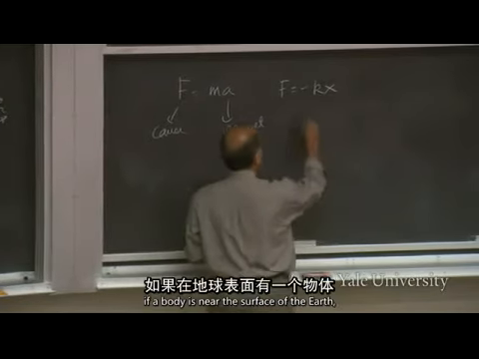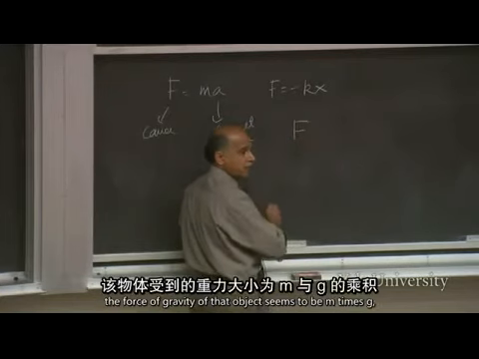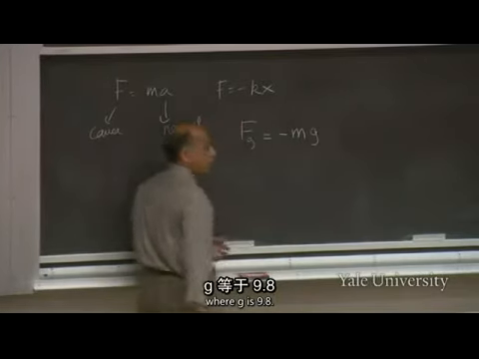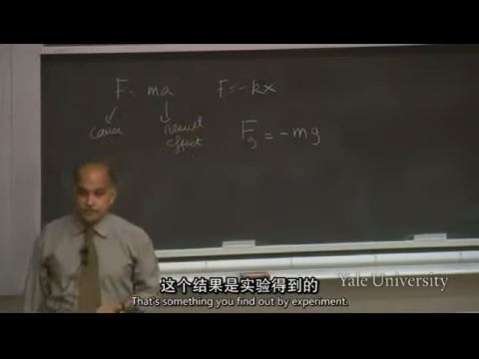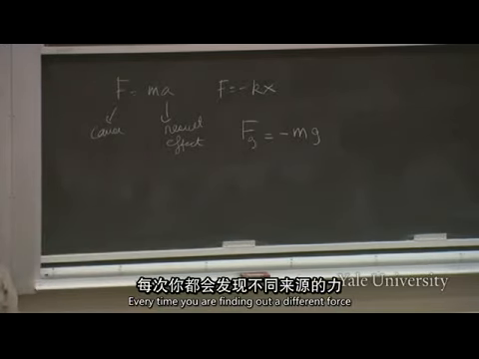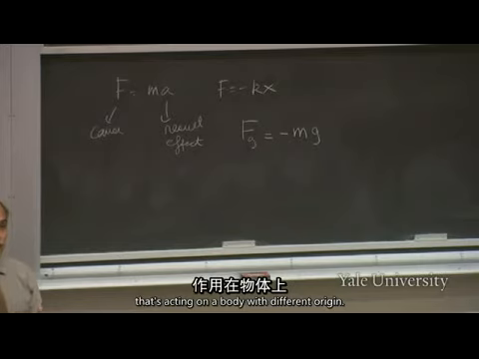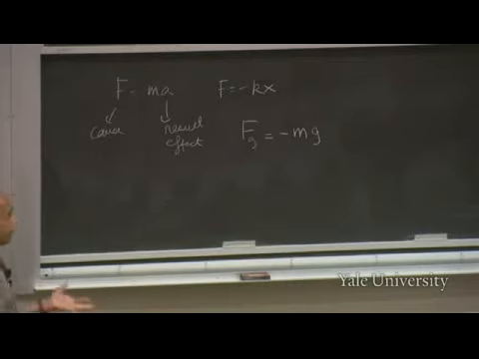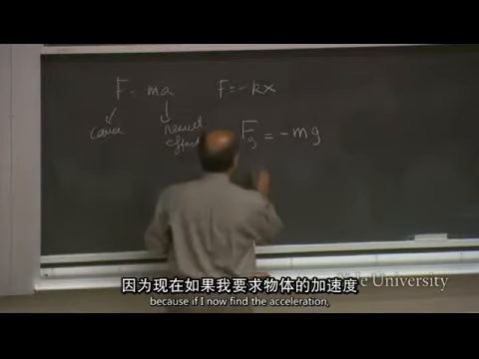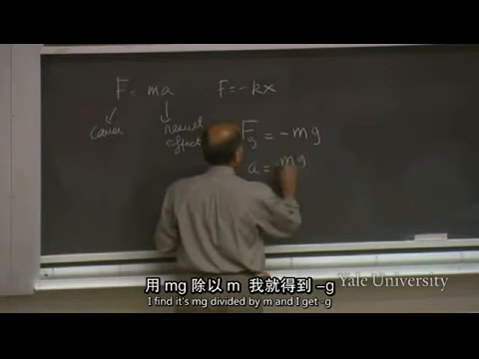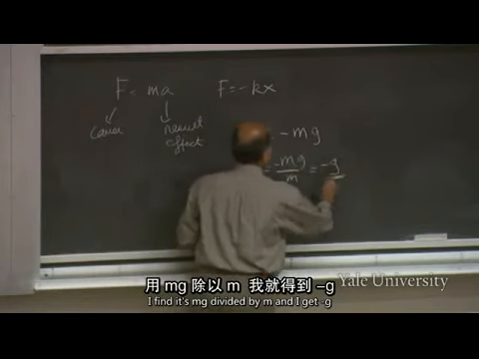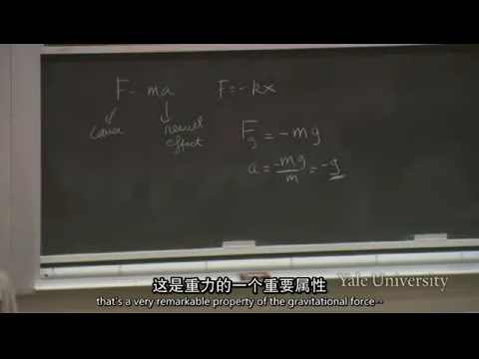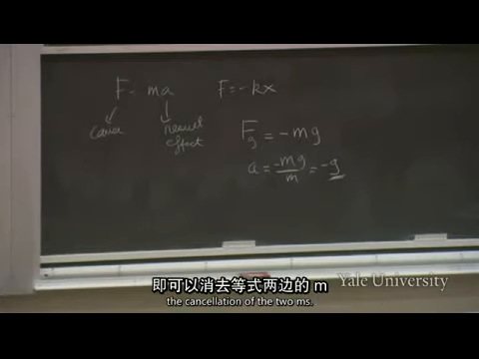For example, we know that if a body is near the surface of the earth, the force of gravity on that object seems to be m times g, where g is 9.8. That's something you find out by experiment. So every time you're finding out a different force that's acting on a body with different origin. One says, leave any body near the earth, it feels a force. I know this is the right answer, because if I now find the acceleration, I find it's mg divided by m, and I get minus g as the answer for all bodies. By the way, that's a very remarkable property of the gravitational force, the cancellation of the two m's.